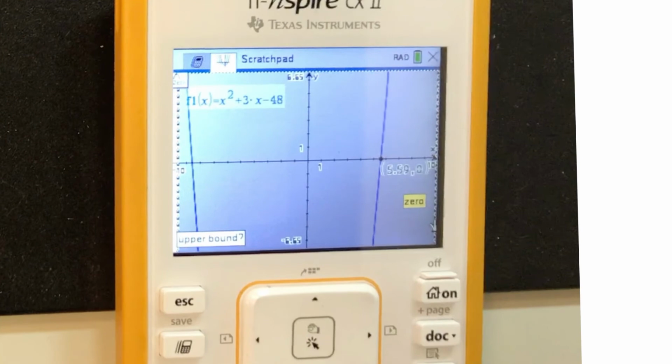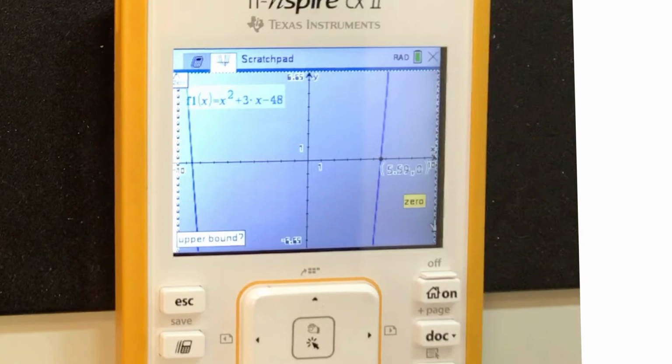So when we type this in, x squared plus 3x minus 48, we always see this. Okay, so it crosses here, crosses here. Now, you can see it does not cross at whole numbers, so how are we going to find out where that's at? Menu 6-1. Okay, we're going to do our zeros.